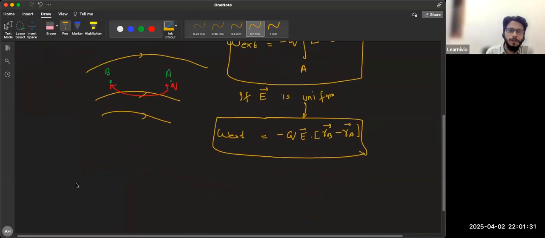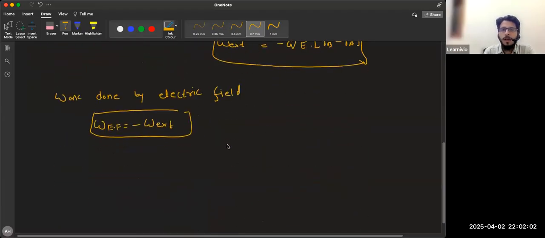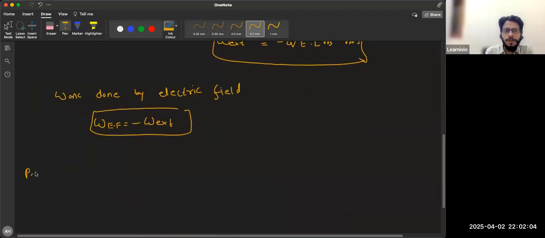That's work done by field. If you need work done by electric field, to calculate it, just take the negative of work done by external force. That's the relation. So always we will calculate work done by external force. For the field, we'll just take the negative of it. That's work done by electric field. After work done by field, we will connect potential difference with work done.